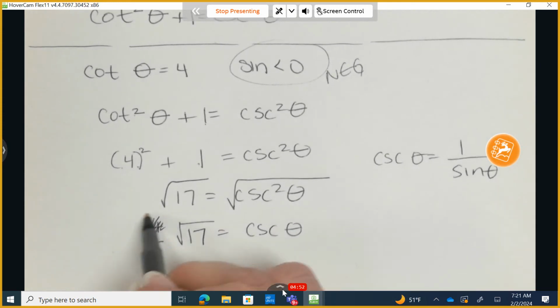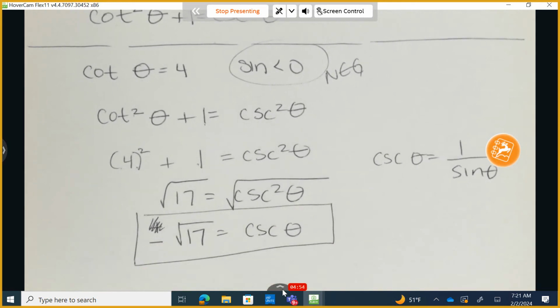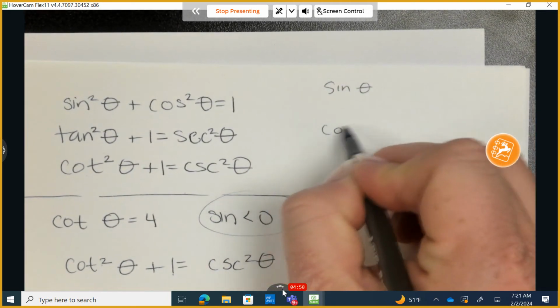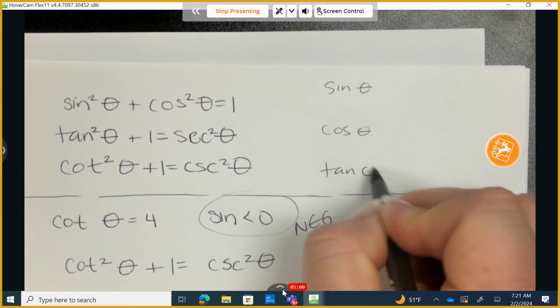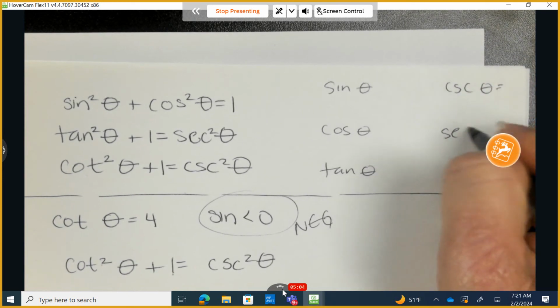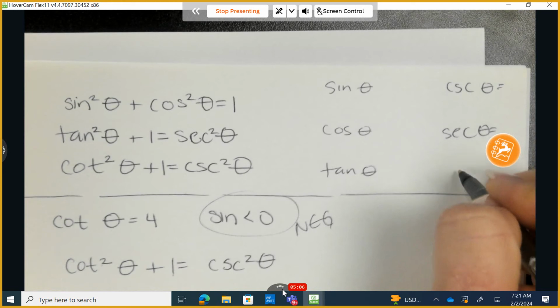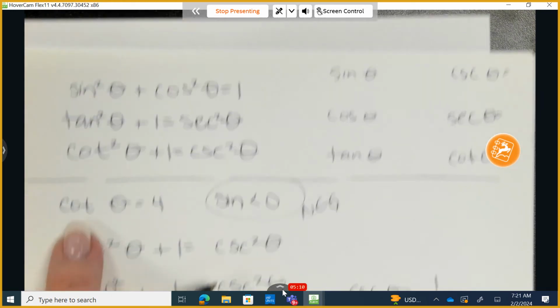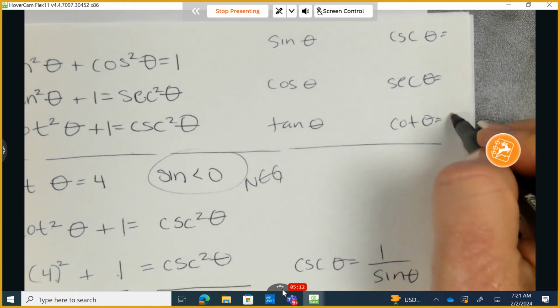And then this is 1 of my 6. I think I'm going to come up to the top and write sine of theta, cosine and tangent, and then we have the secondary trig functions. Okay, so I already know that the cotangent is 4.